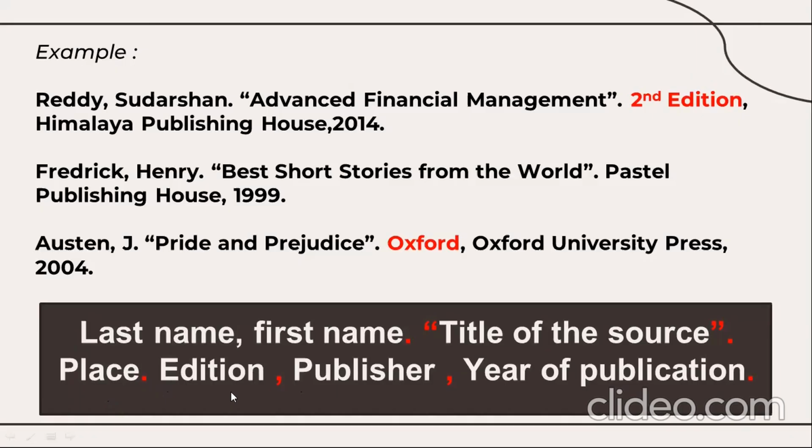If any kind of edition, second edition, first edition is mentioned, you mention edition, comma. If any publisher, you mention publisher's name, comma, the year of publication, and full stop. So this is the format under MLA style if you are referring any of the information from the book.